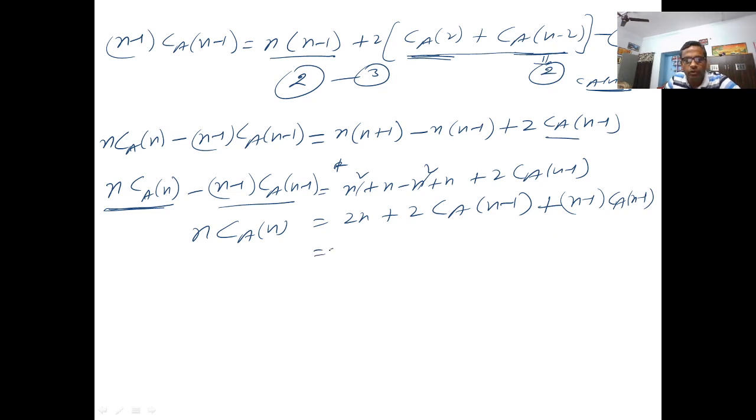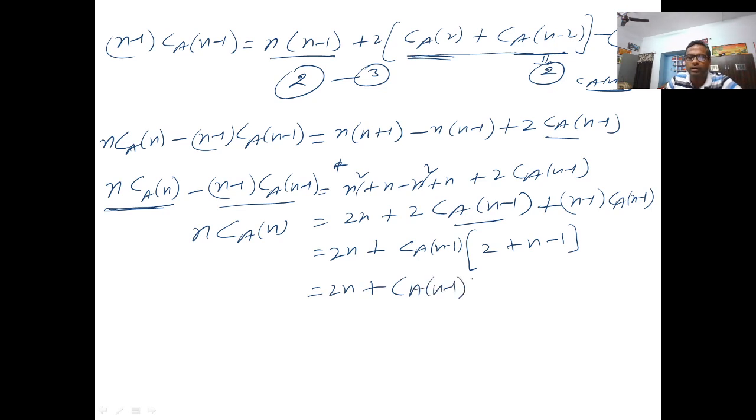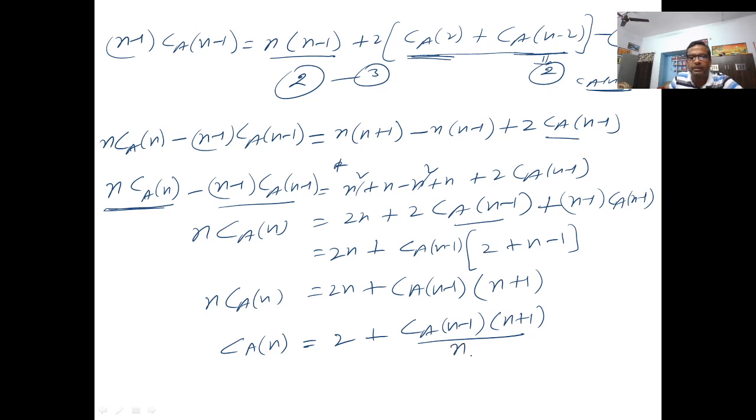Done. It will be equal to 2n plus, take this as common, Ca of n minus 1 common, then it will be 2 plus n minus 1, so it will be equal to 2 of n plus Ca of n minus 1 multiplied by n plus 1. Done. So n Ca of n is equal to this. Now just keep Ca of n at the left, and the right side will become 2 because n upon n will be cancelled out, and Ca of n minus 1, okay, multiplied by n plus 1 upon n will be there.